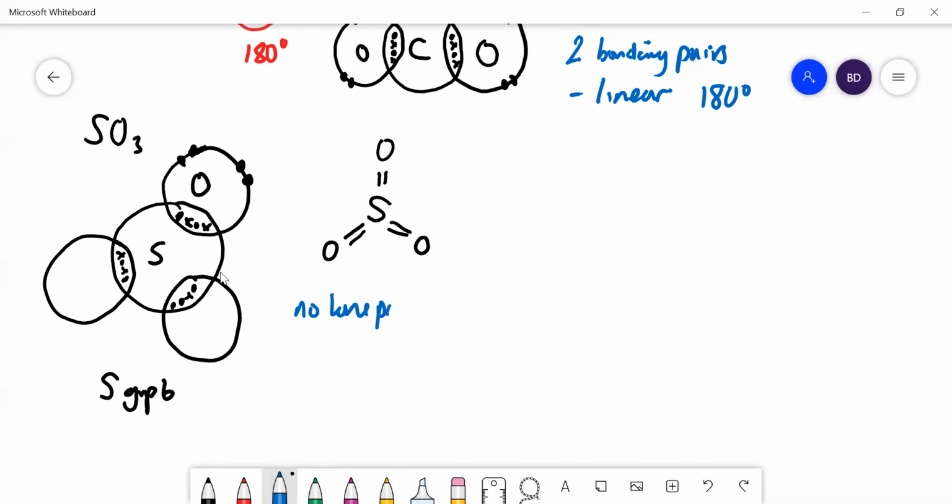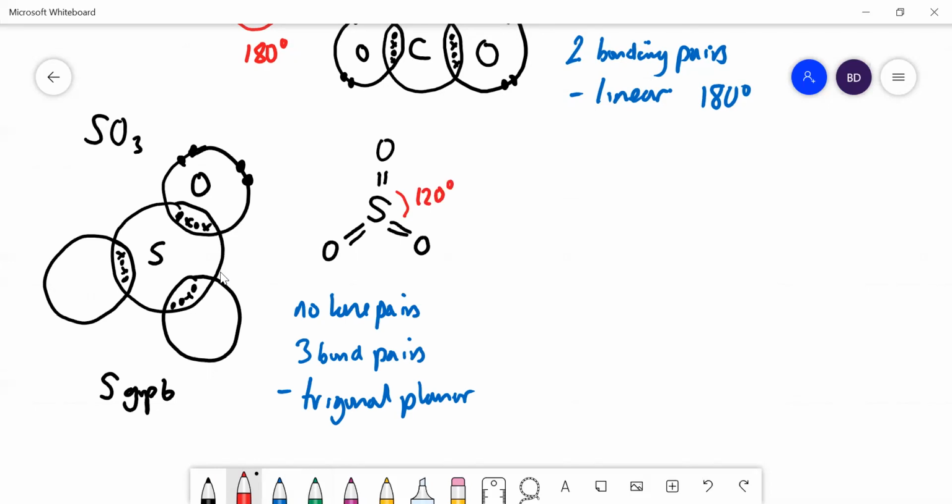So we treat the double bonds like singles. We've got 3 bond pairs. So what shape is that? 3 bond pairs, no lone pairs. It's trigonal planar. And the bond angles are all going to be 120. So sulfur trioxide would be a flat molecule. Look at sulfur trioxide: no dipole there, because yeah, oxygen is more electronegative, but you've got symmetry there. There's no dipole on sulfur trioxide.